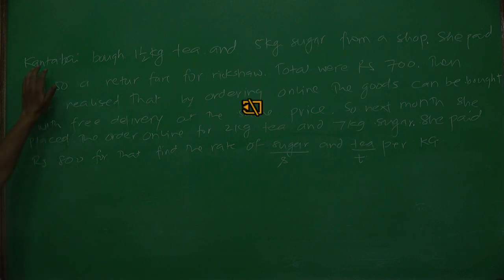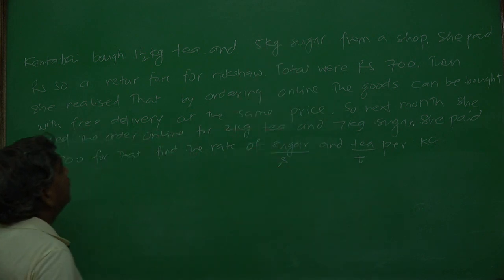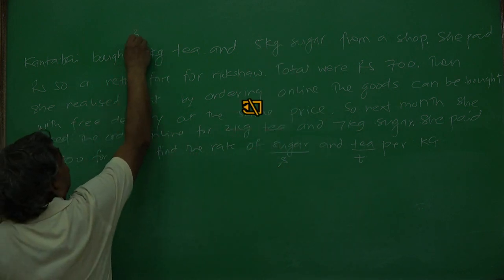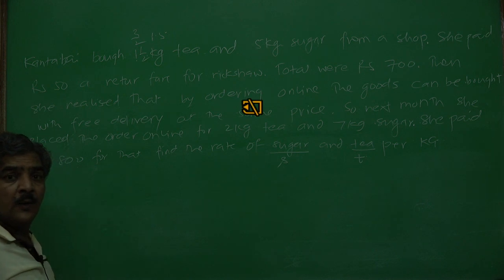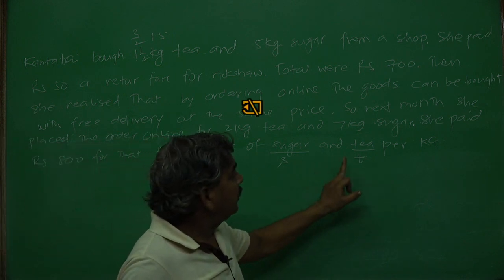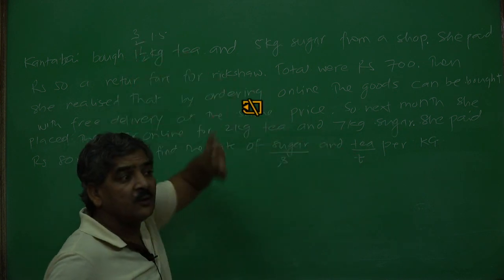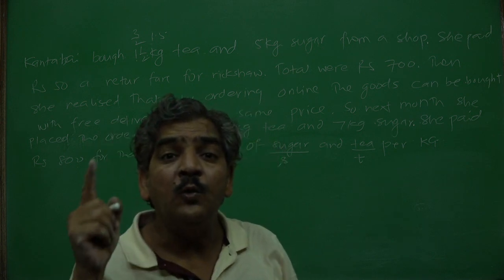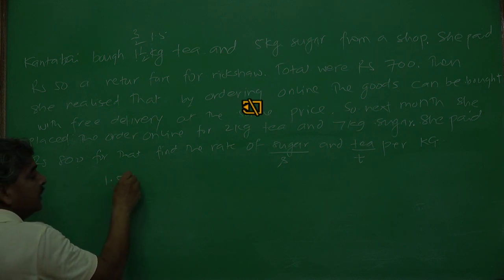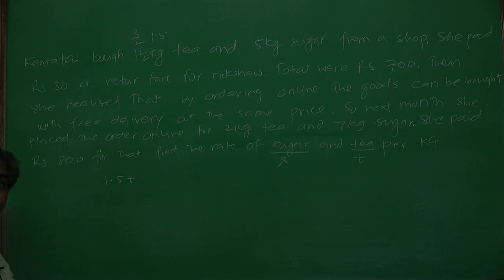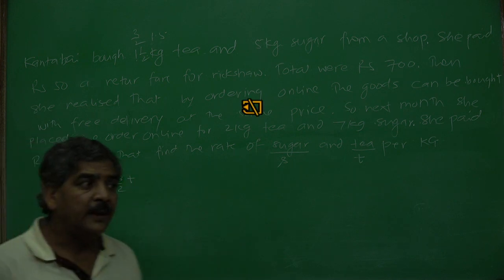Take the question. Kantabai bought 1.5 kg tea and 5 kg sugar. Say 1.5, actually this is 3 by 2. If 1 kg costs T rupees, then 1.5 kg costs 1.5 into T rupees. So the cost of tea is 1.5 T, or you can write it as 3 by 2 T. It makes no difference.